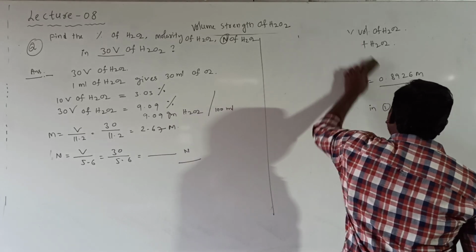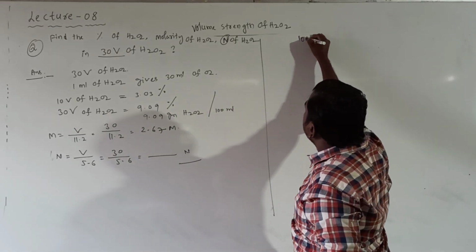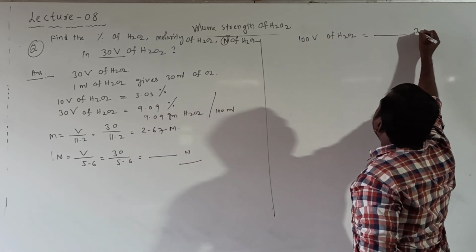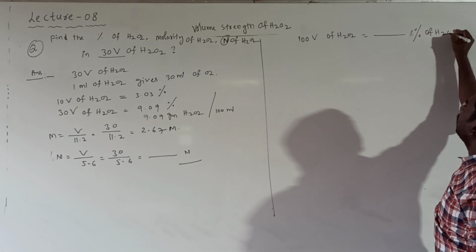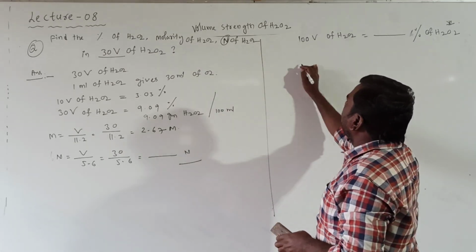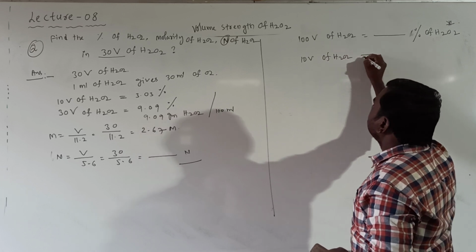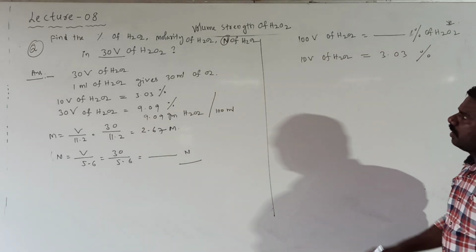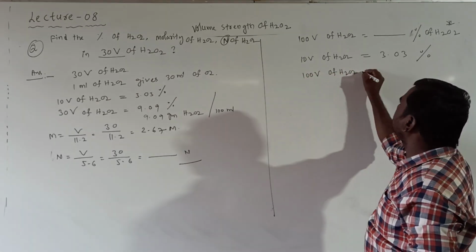If I took 100 volumes, 100 volume of H2O2 equals how much percentage of H2O2? This is tricky and very, very important. 10 volumes of H2O2 equals, you have to remember this, 3.03%. 100 volumes of H2O2 equals how much percentage?